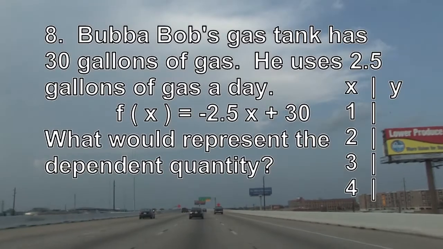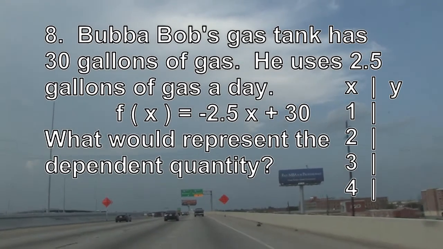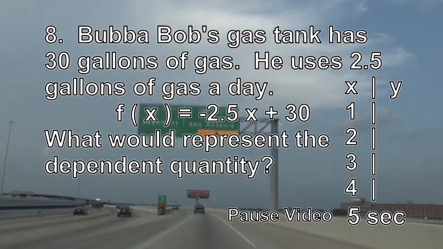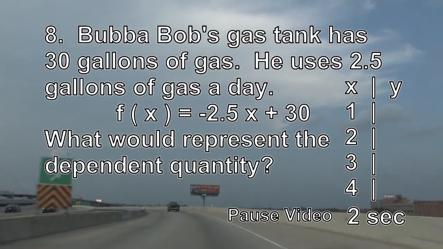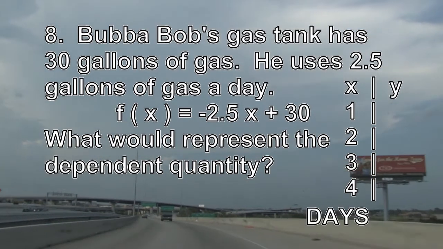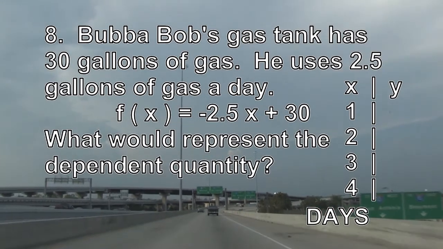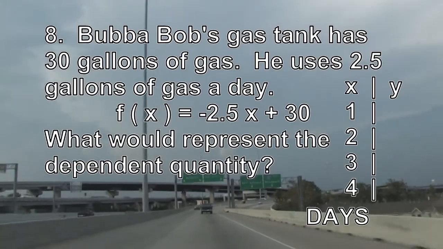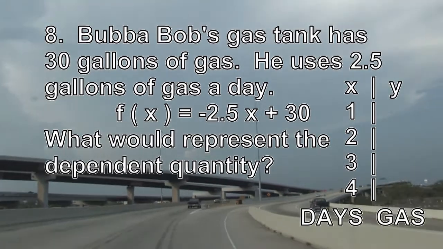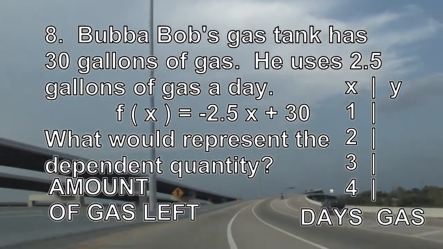And question number 8. Using the same problem, what would represent the dependent quantity? To get the dependent quantity, you need to remember that's equal to the y quantity. Our answer would be the number of gallons he has left. As the days increase, the number of gallons would decrease. So the dependent quantity would be the amount of gasoline Bubba Bob has left in his gas tank.